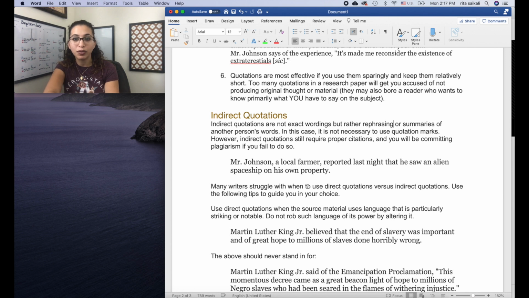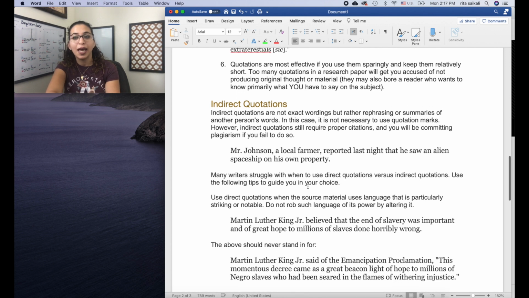However, indirect quotes still require proper citation, and you'll be committing plagiarism if you fail to do so, right? So you have to make sure that even though you are not using a direct quote and quotation marks, you still have to tell the reader that this is not your idea. You got this idea from this person. Otherwise, you'll be stealing their idea and making it your own, and that is not something you want to do. So, for example, we can say, Mr. Johnson, a local farmer, reported last night that he saw an alien spaceship on his property.